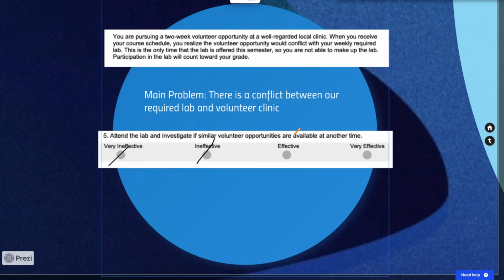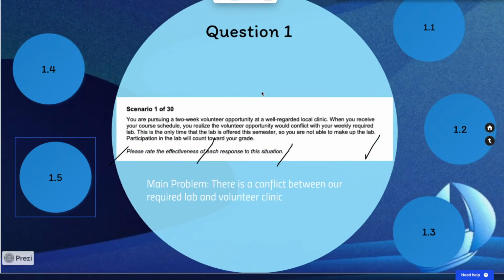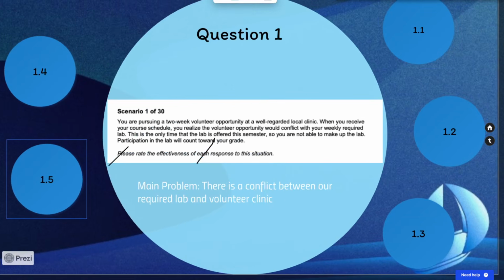And so for me, that is an effective response, right? That is a very effective response, right? We're finding a good compromise that will allow us to hopefully take a step towards achieving both and addressing the conflict between the two. All right. So there we go. There we have it. That is question 1 down.